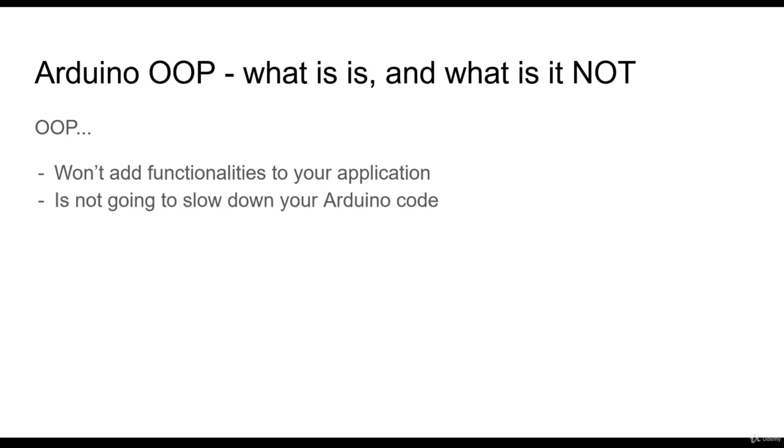Then OOP is not going to slow down your code. Yes, it's going to take a few more bytes of memory, but the addition is so small that it won't even matter. And think of all the existing libraries using OOP, and you didn't have any problem using them before. In fact, if you meet the memory limit of the Arduino, well, it's probably because you did something wrong with the code, not because you are using OOP.